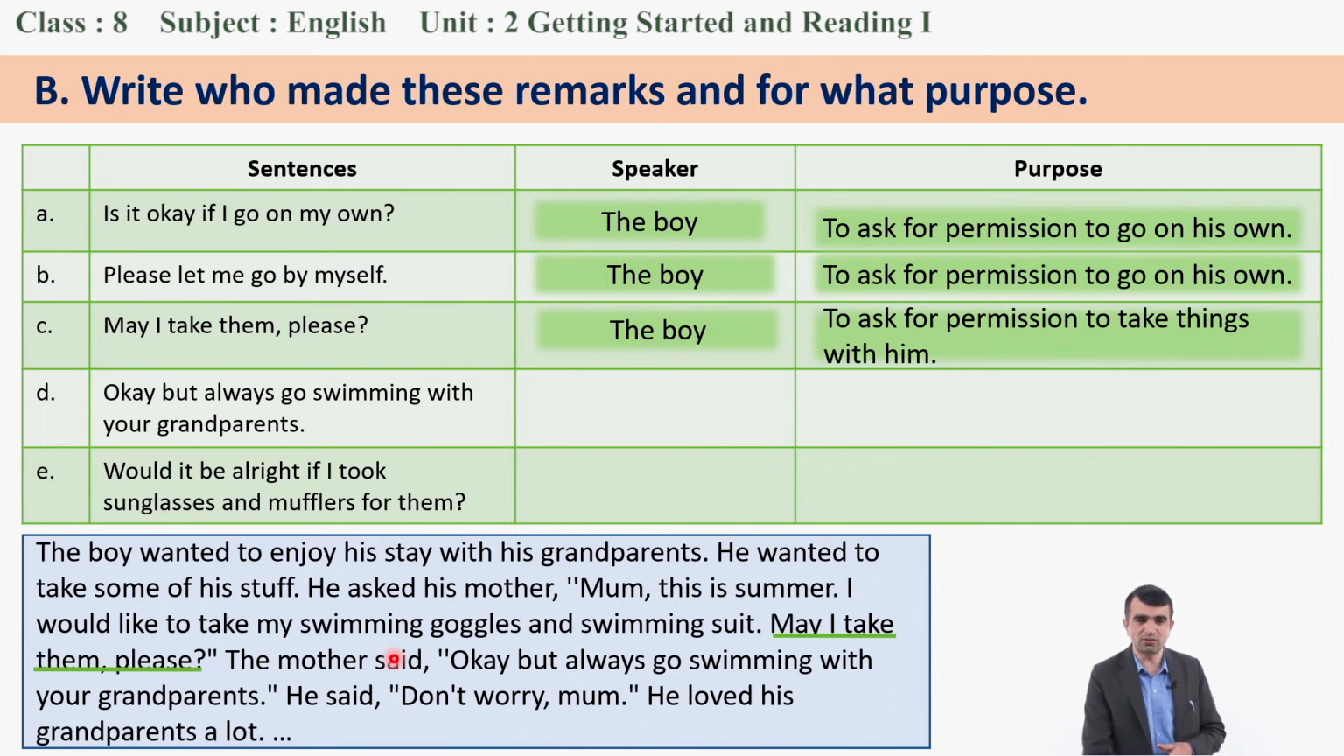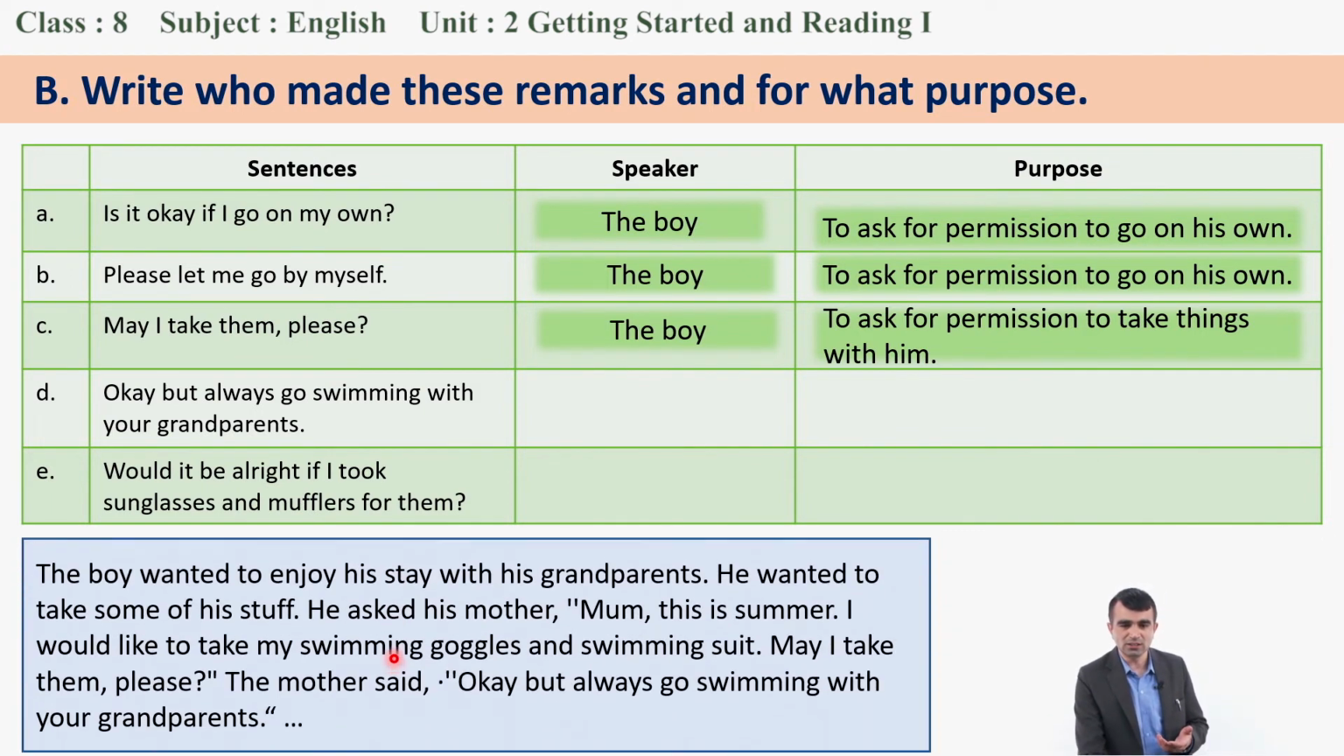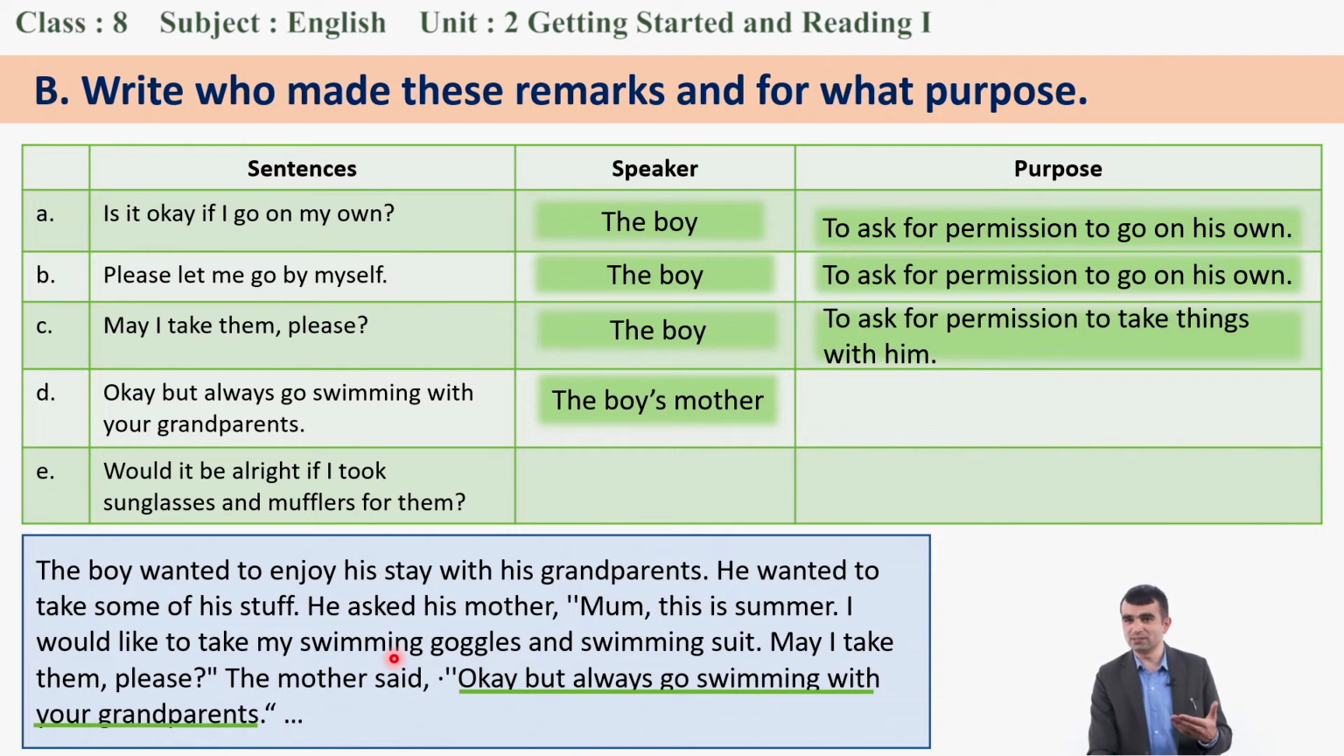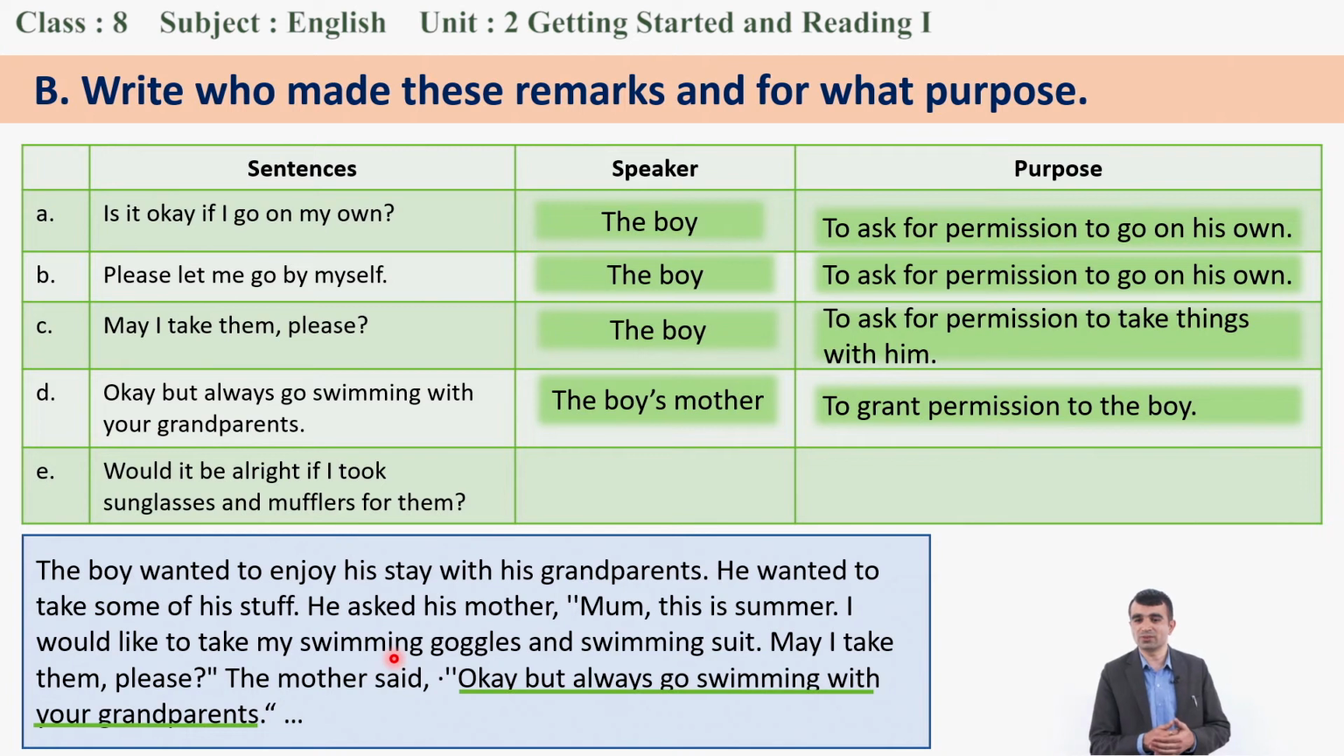Next, statement D, that is, Okay, but always go swimming with your grandparents. Who said it? The boy's mother. For what purpose? Well, to grant permission to the boy, to give permission. And there is a suggestion also: go swimming with your grandparents, isn't it?